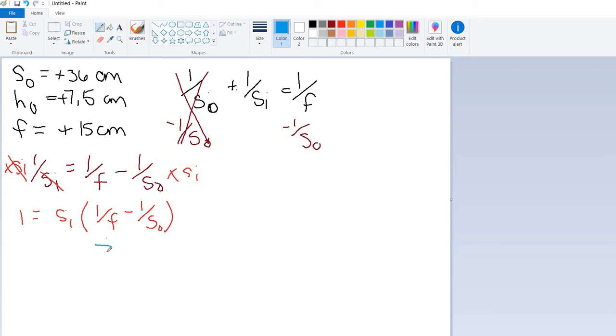So I'm going to divide both sides by this whole thing here. And ultimately what I'm going to get is the image distance is equal to 1 over the focal length minus 1 over the object distance in parentheses. So that means I have to do the mathematic problem in the parentheses before I were to divide 1 by whatever it is. So now I'm going to plug in my numbers that I have measured on the previous video that we did.